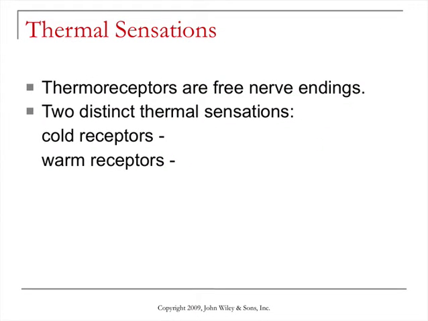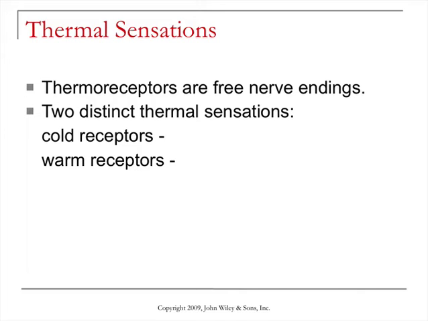Thermal sensations are picked up by thermoreceptors, which are free nerve endings. And there's two distinct types of thermal sensations, due to cold receptors and warm receptors. Cold receptors are located in the stratum basale of the epidermis, and you might remember that that's the lowest layer of the epidermis. And these cold receptors are able to detect temperatures between 10 degrees and 40 degrees centigrade, or in other words, between 50 degrees and 105 degrees Fahrenheit.